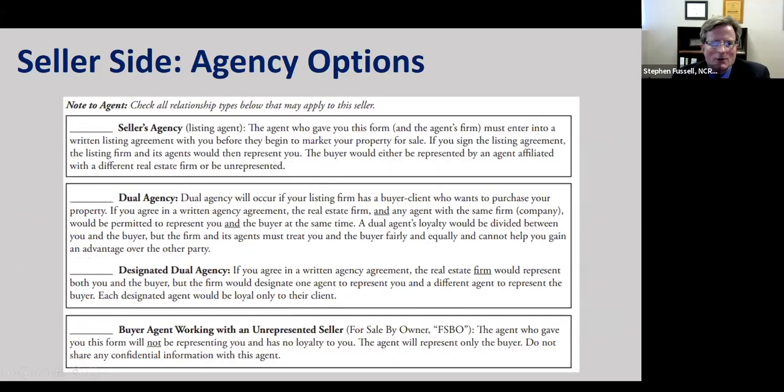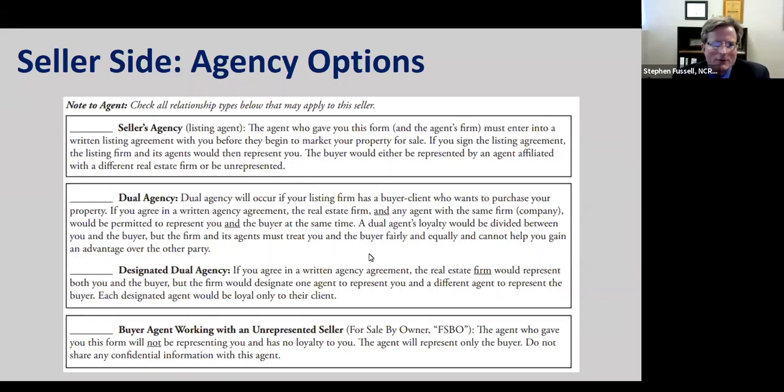We're going to take a closer look at the types of agency relationships. And you'll notice at the top of this section, it says note to agent, check all relationship types below that may apply to this seller. And this is for you as a broker to identify the agency services that your company might provide to this particular seller. It's not a selection form. The seller's not selecting anything. It's just part of your explanation of types of agency relationships to the seller.